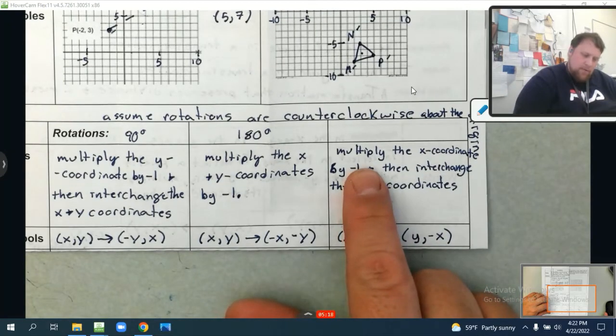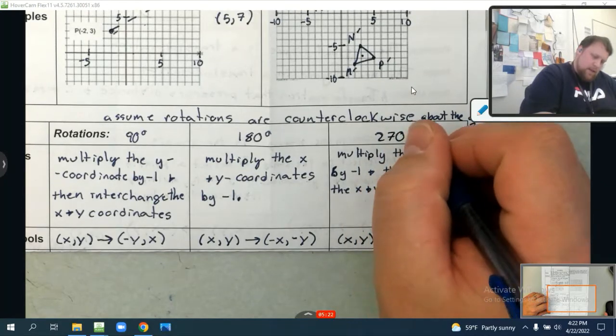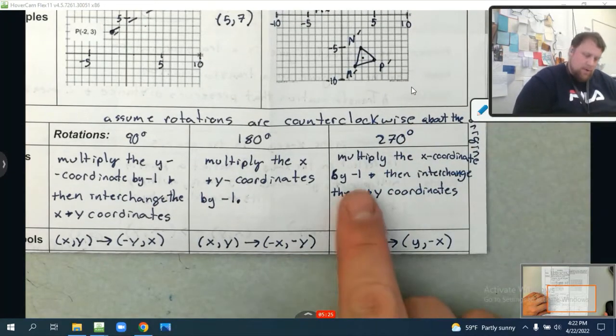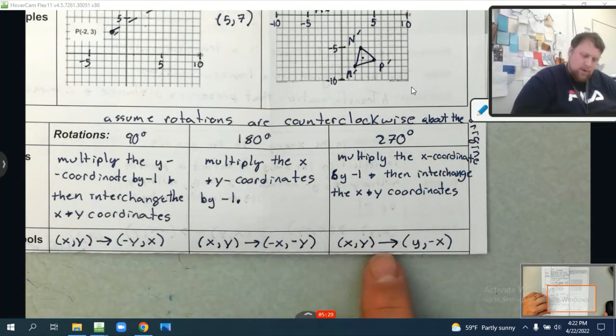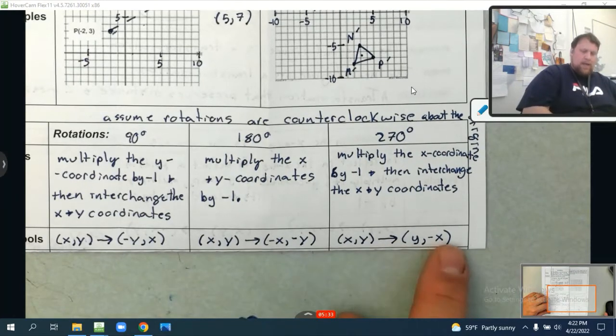And then for a, well, this should say 270 degrees. Look at that, I had forgotten it. For 270 degrees, multiply the x coordinate by -1, then interchange the x and y coordinates. So (x, y) goes to (y, -x). Kind of the opposite of this one, right? Where that's (-y, x), this is (y, -x).